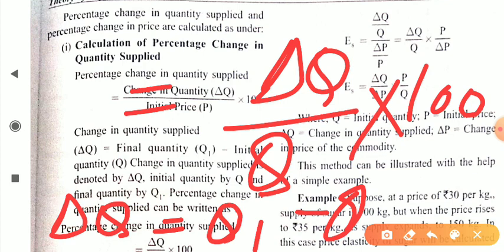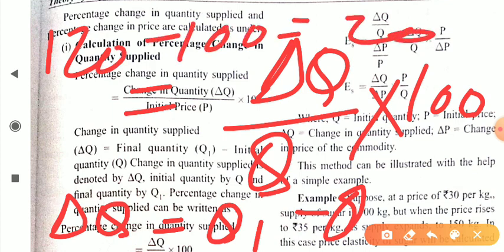In the case of our numerical, we have 120 minus 100, so 20 is our delta Q. 120 is our new quantity. When we subtract the old quantity from it, we get the change in quantity, which is 20. So this is the formula for measuring the percentage change in quantity supplied.